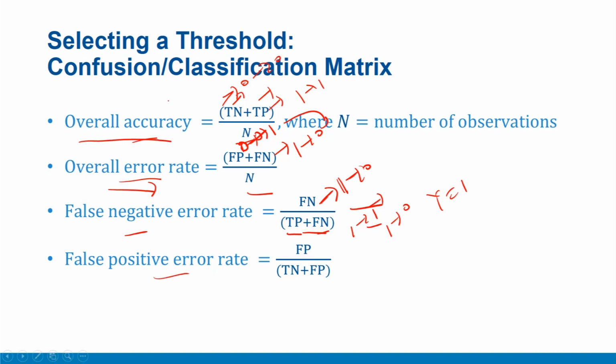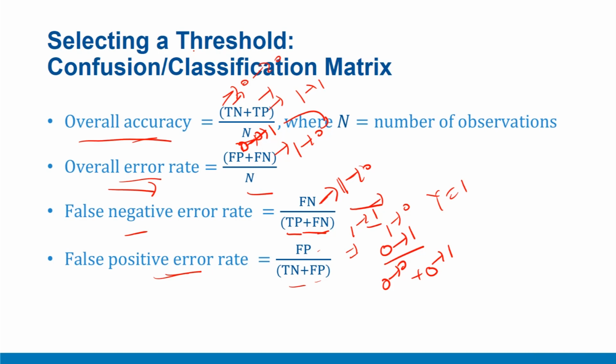Similarly, we have false positive rate. False positive rate is theoretically those that are zeros incorrectly classified as ones. So in the numerator we have zeros incorrectly classified as ones and they are divided, in the denominator, by total number of zeros. That means true negatives, zeros that are classified as zeros, plus false positives, that means zeros that are classified as ones. So this is false positive error rate.